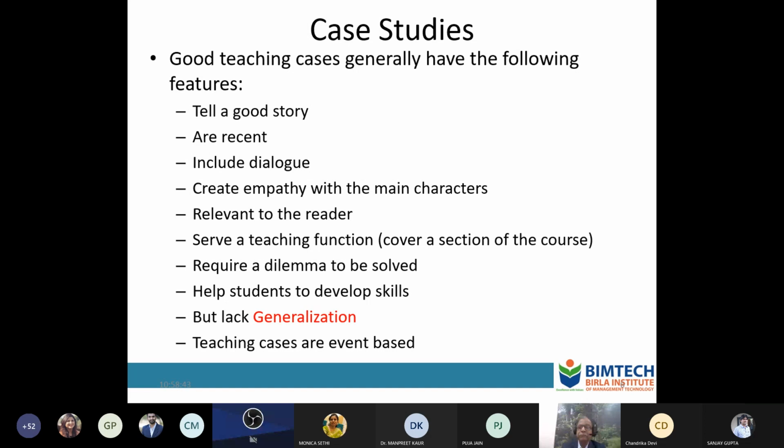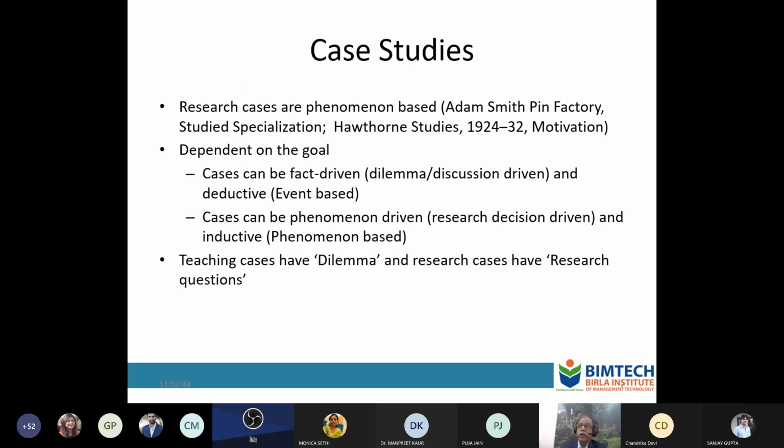Remember that case findings cannot be generalized, but they are usable by any other person, provided the context is more or less the same. So, research cases. All of us know the pin factory, the Adam Smith pin factory. Actually, Adam Smith went there to study how to increase productivity of pin production.